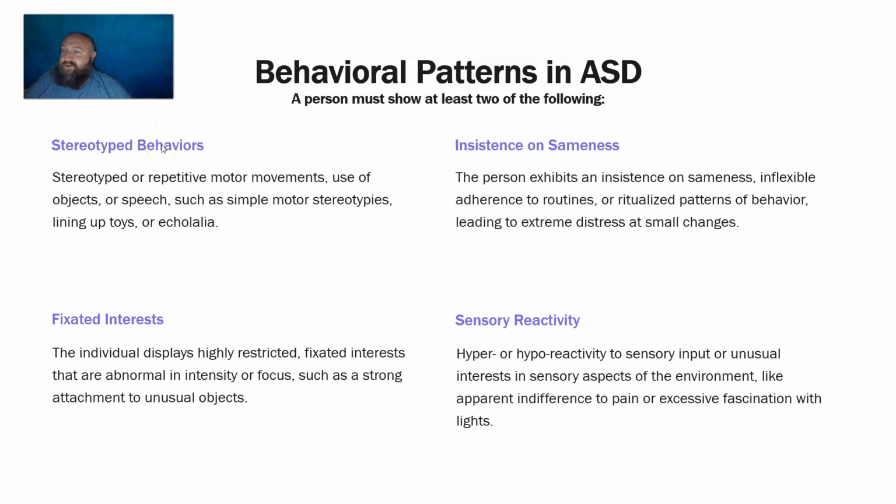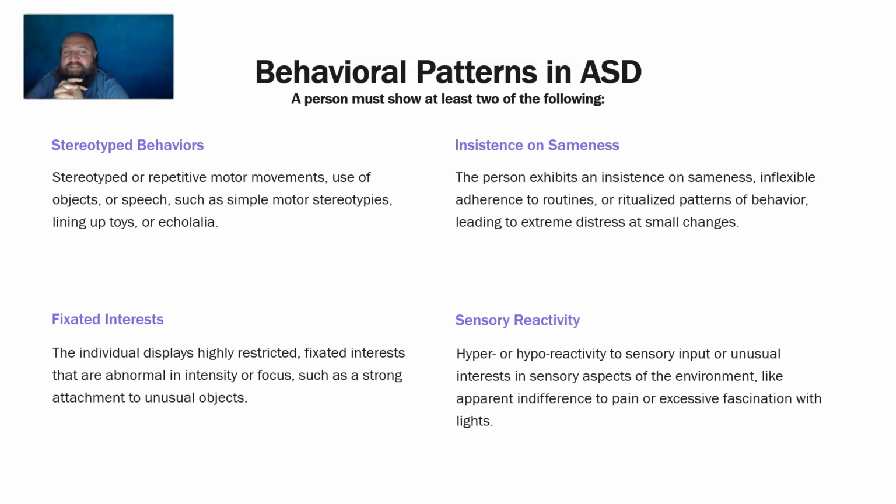Remember, we just talked about stereotypies. So stereotyped or repetitive motor movements, like muscle movements, body movements. Use of objects or speech, such as simple motor stereotypies, lining up toys, or echolalia. There's some of those key terms that you need to know that I just covered. So that is 1. 2, insistence on sameness.